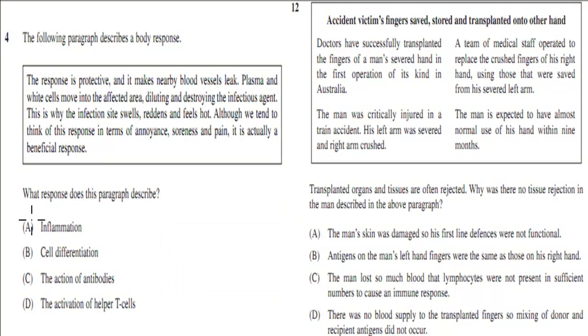Welcome back. In this case, the answer is A for number 4, and it was B for number 12. The reason why A is correct: inflammation response is when there's swelling, redness, and that hot feeling. That's annoying, but it's actually beneficial. The rest: cell differentiation was just stem cells turning into white blood cells or red blood cells. Action of antibodies, that's the lymphocytes, and activation of T helper cells is also the third line defense. None of these. Here, the antigens on the man's left hand are the same as the right hand. If the antigens are the same, that means there's no actual rejection, because all the other ones are wrong.